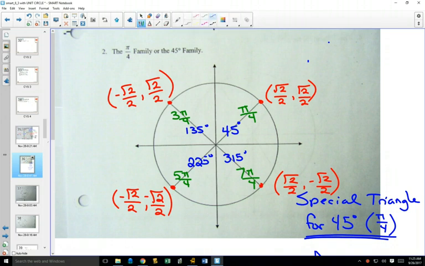And finally, for tan of pi over 4, well, you could look at your special triangle. Tan of 45 degrees is 1. You could also do sine divided by cos, and root 2 over 2 divided by root 2 over 2 is going to be 1.